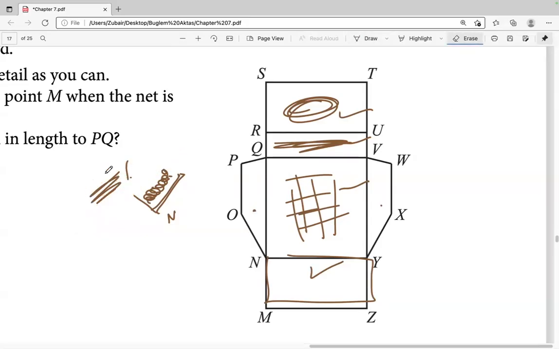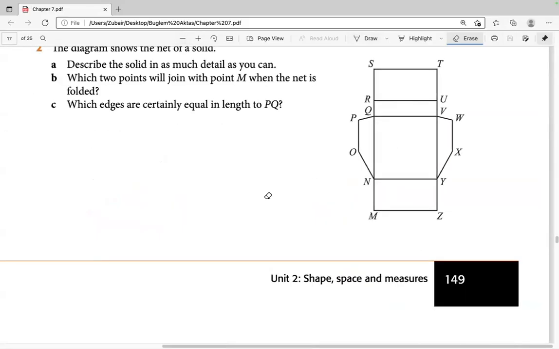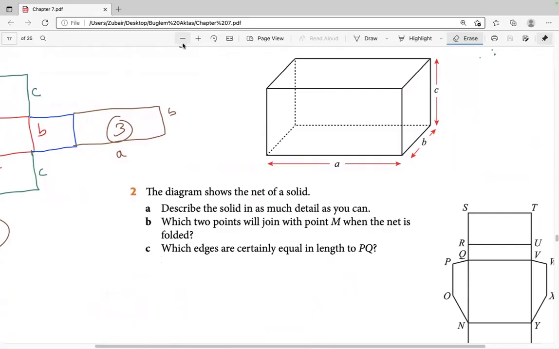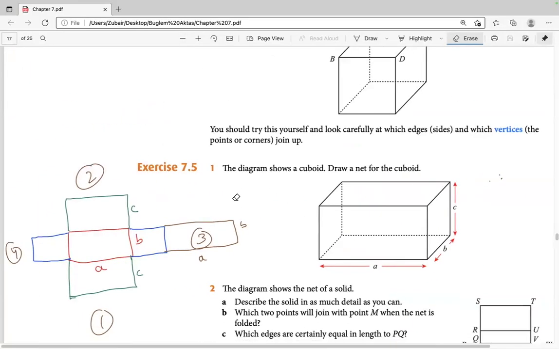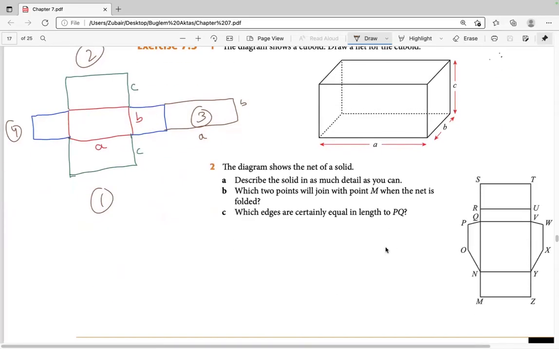So we may be asked, 99% of the time we are asked to draw a net or a partial net. A 3D shape would be given and we'll be asked to draw the net, just like this question 1. So describing it in as much detail as we can, this question is for understanding. This is a class exercise, but in exam, we mostly have questions to draw the net. This is for understanding for discussion sake.